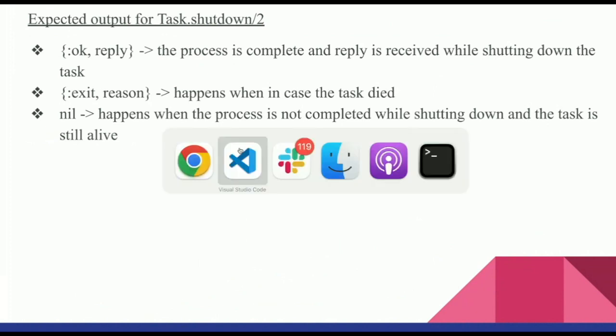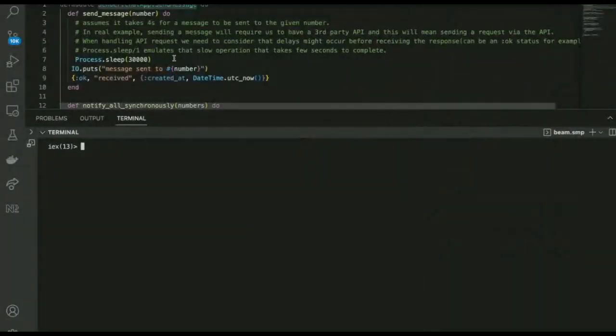Okay, so if I go to my interactive shell, I want to reduce this time from 30 seconds to 3 seconds so that we receive our reply. What send message does, if given a number, is delay for 3 seconds. I will put a message sent to this number, then return the output of a tuple: atom okay, status received, and the timestamp. So once we receive this, we are sure.